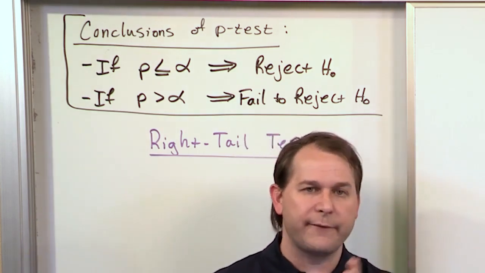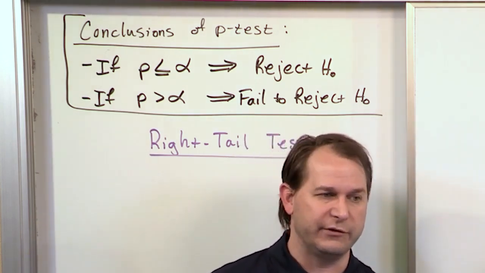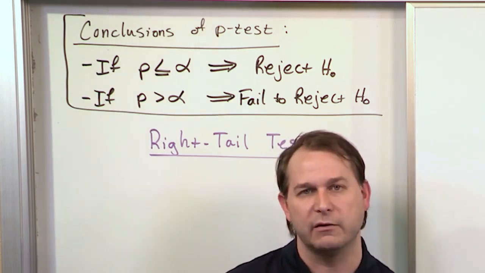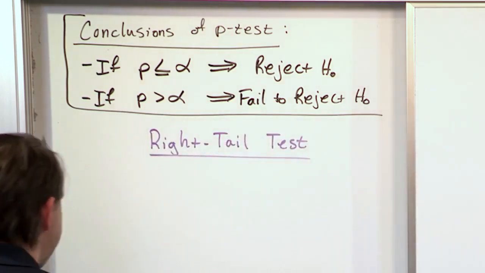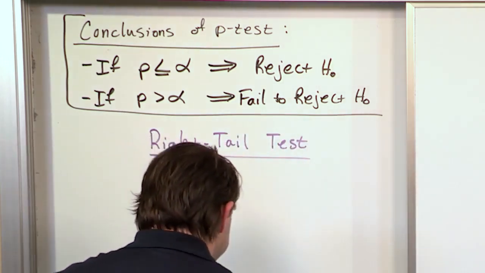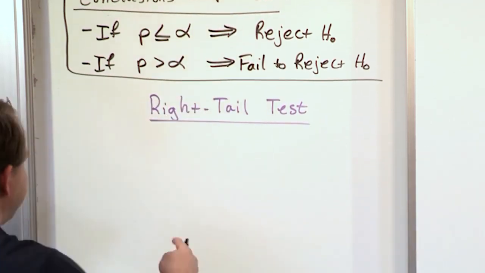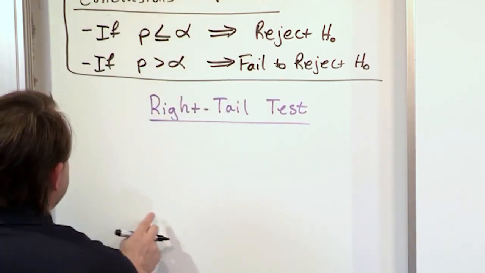You calculate wherever it falls. That tells you if you're in the rejection region or not. Do you reject the null hypothesis? So let's go and look at that in this particular case. And I'll show you that these p-values are basically doing exactly the same thing that we've always been doing.